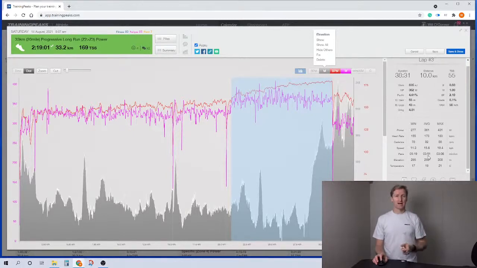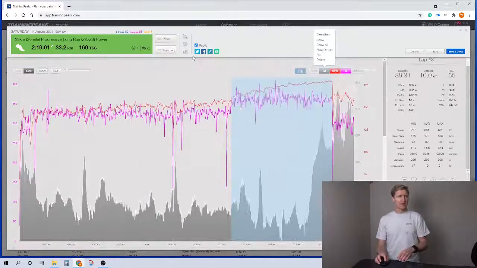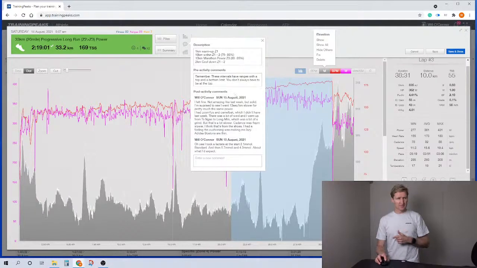The 3:51, now that is quite slow for me. I've already run a marathon this year on undulating terrain at around a 3:42, I think. So to be putting out that power at that speed is potentially concerning. So that's where we can look at the comments.